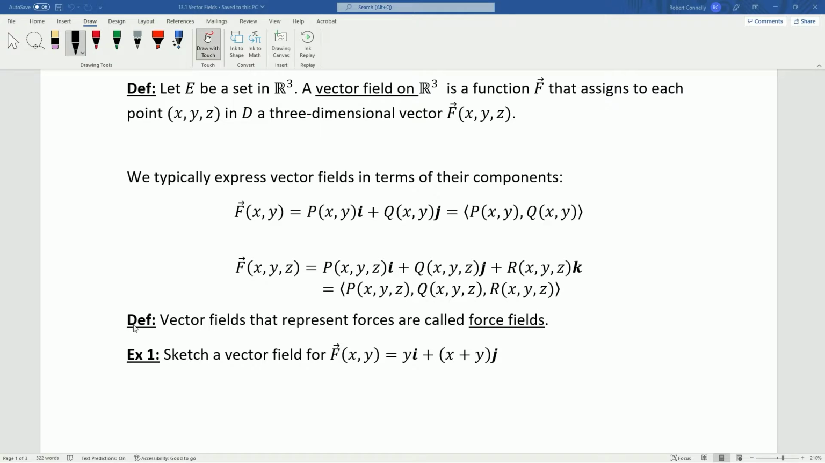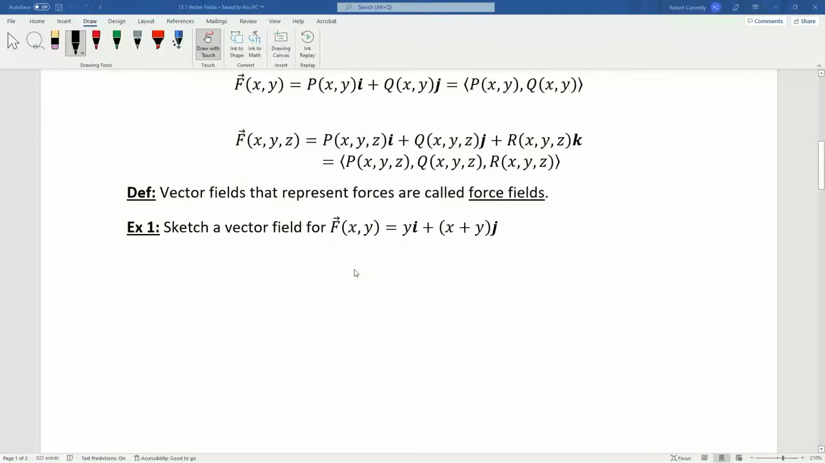Okay, so another definition, vector fields that represent forces are called force fields. So nothing too crazy there, pretty straightforward. So let's go ahead and tackle an example. We're just going to sketch this vector field for f, which is equal to y i plus (x plus y) j.